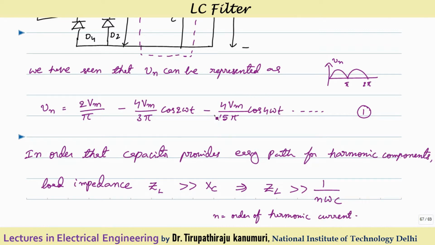This I have already discussed in my previous lecture on the L filter. If you have not watched that lecture, please go there and check it. I have made the complete derivation there, and I don't want to repeat it here. I have seen there that this equation can be written as a DC component, the second harmonic component, the fourth harmonic component, and so on. Odd harmonic components will not be there in your output.